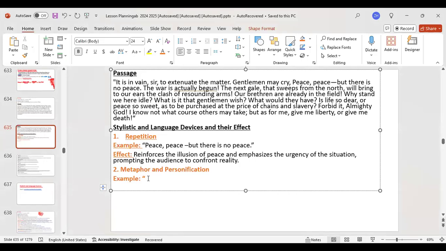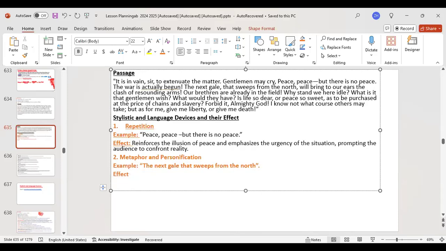So let me give you the example. "The next gale that sweeps from the north." So it is a metaphor. Now we've got to state its effect, and we've got to state why we say this is a metaphor, and what effect this would have on the audience. So metaphor, what is being compared here? What is being compared? The gale in the north.